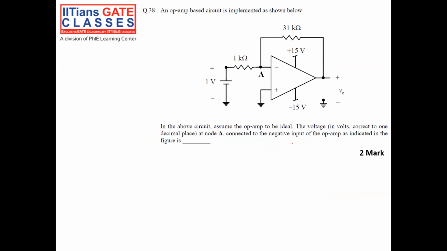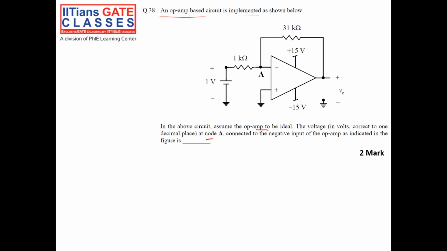In this question, an op-amp is biased in the circuit as shown below. In the above circuit, assume the op-amp to be ideal. Already I discussed what an ideal diode is. The voltage of the node A is how much?